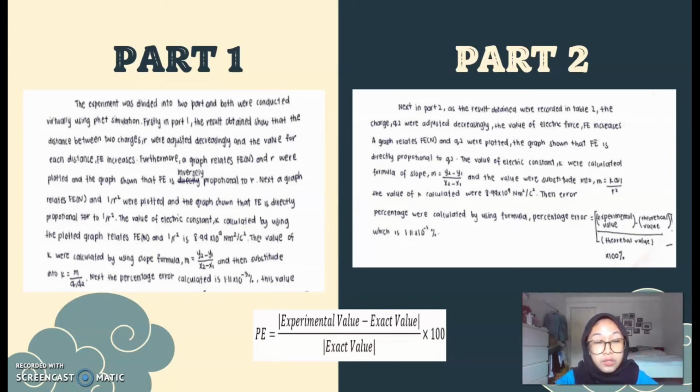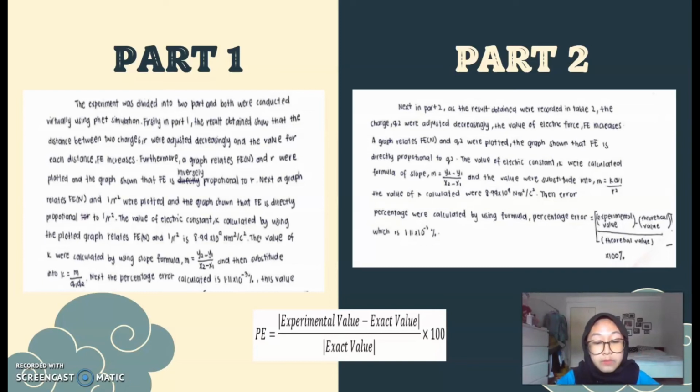The value of electric constant K was calculated by using the slope formula m equals y2 minus y1 over x2 minus x1. Then the value was substituted into the formula K equals m over q1 times q2. The value obtained is 8.99 times 10 to the power of 9 Newton meter squared over Coulomb squared. Next, the percentage error calculated is 1.11 times 10 to the power of negative 3%.